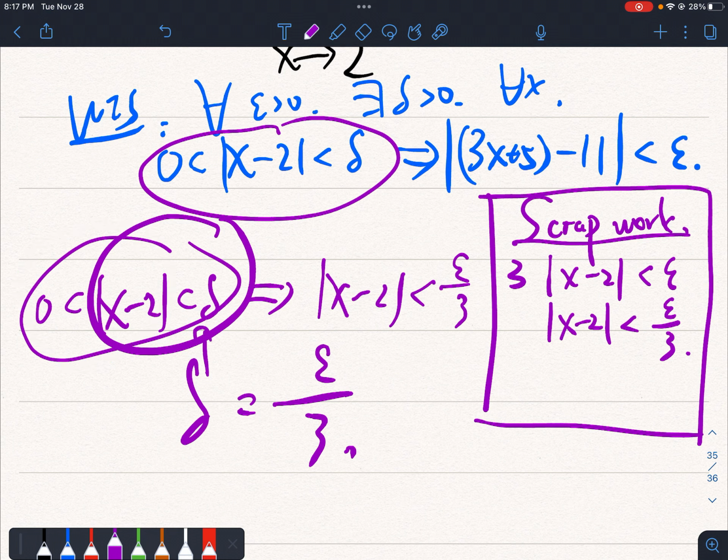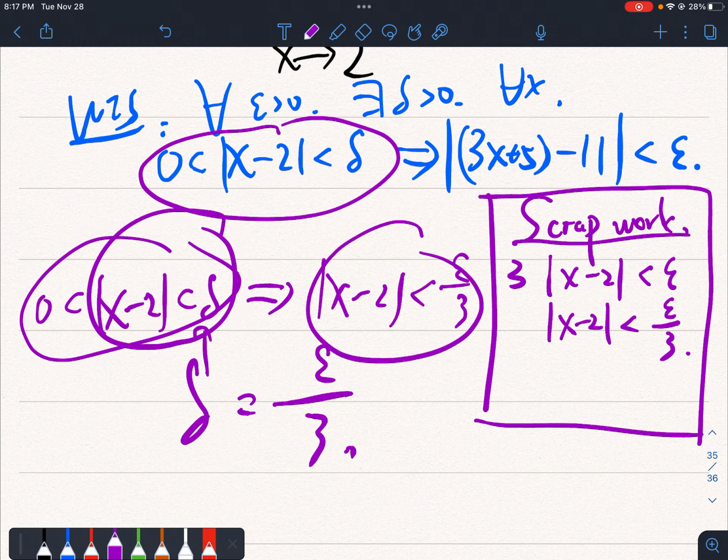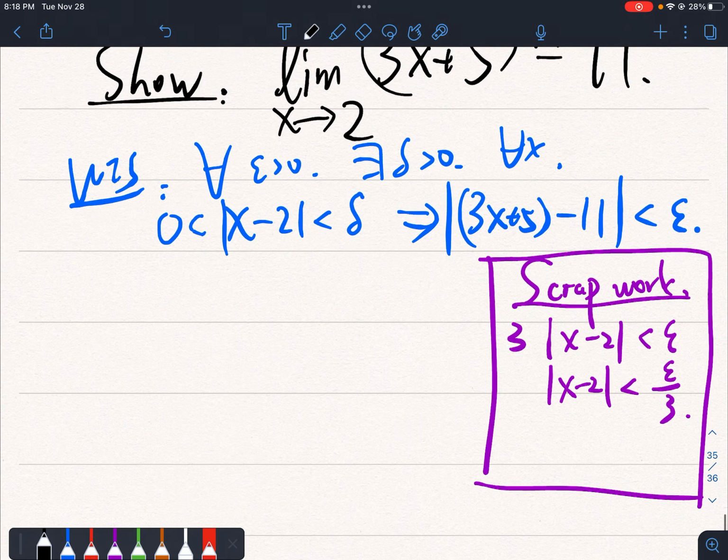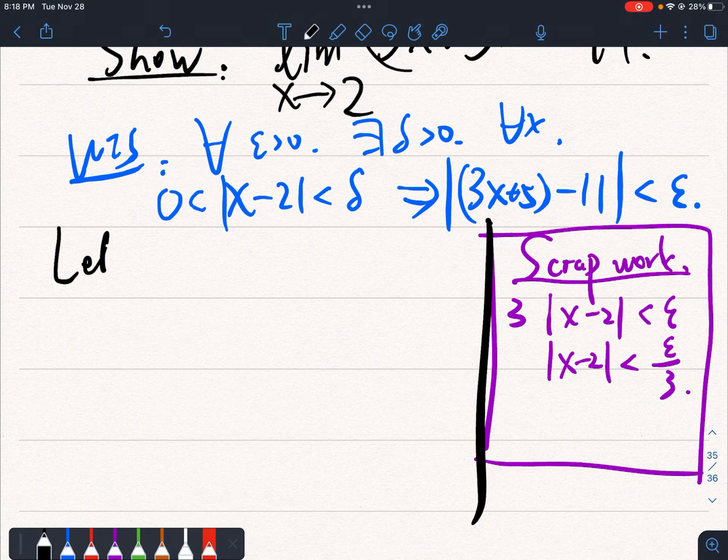Because if this is true, then it means it is less than delta and bigger than 0, right? So both of them are true. So clearly the second one is true. So then this is true, right? You can just choose this delta to be epsilon over 3 so that it is true. So now this is just for scrap work. You don't need to erase that for now.